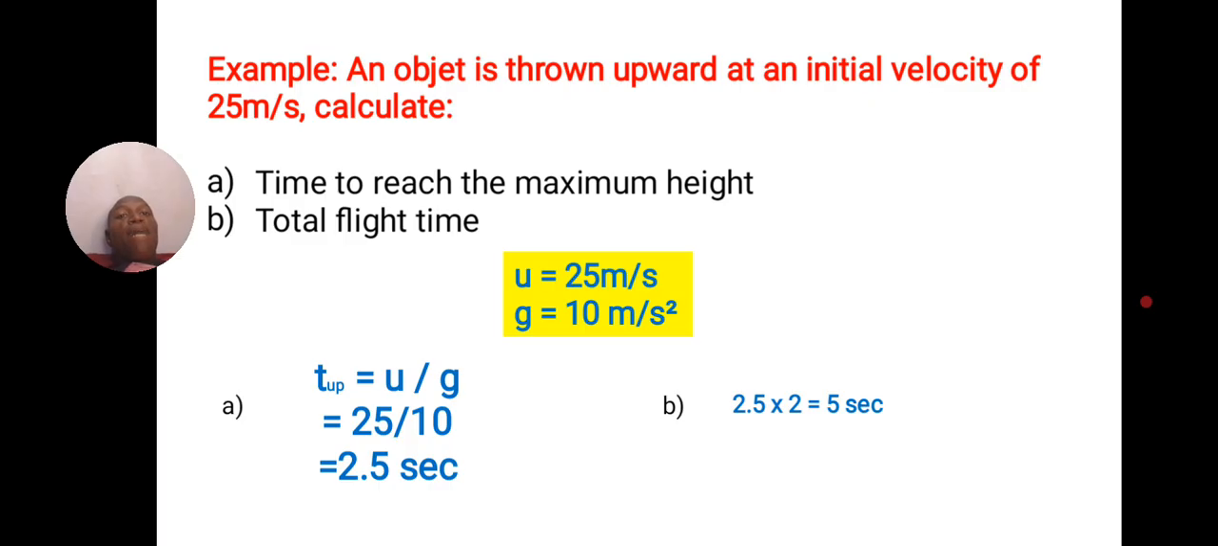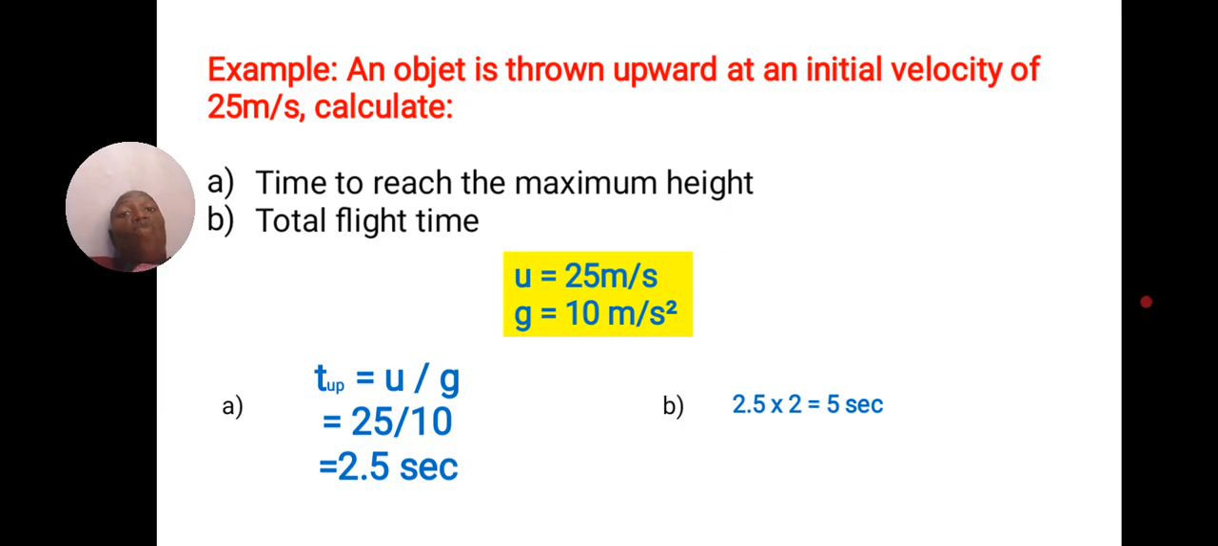Now, like I've already said in the previous formula, A asks us to calculate the time of flight, which means the time to reach the maximum height. So we are going to use time to go up, which is U over G. That's the initial velocity over force of gravity. That's 25 meters per second over 10, and that will give us 2.5 seconds. That is to say, the time it will take this object to reach the maximum height is 2.5 seconds.